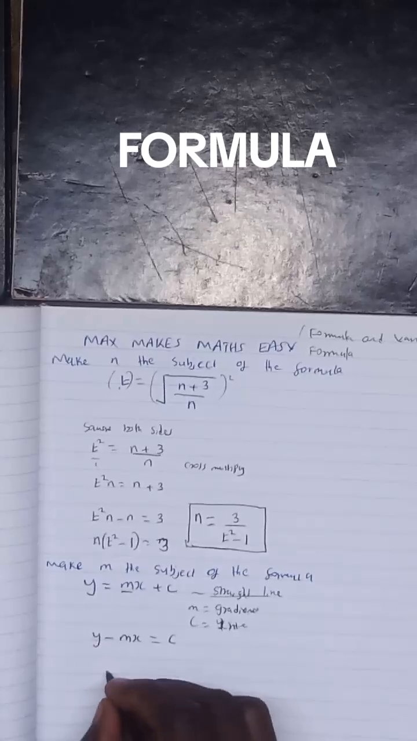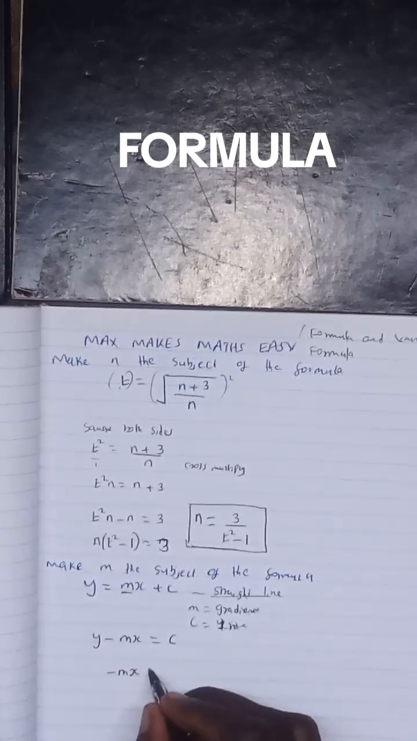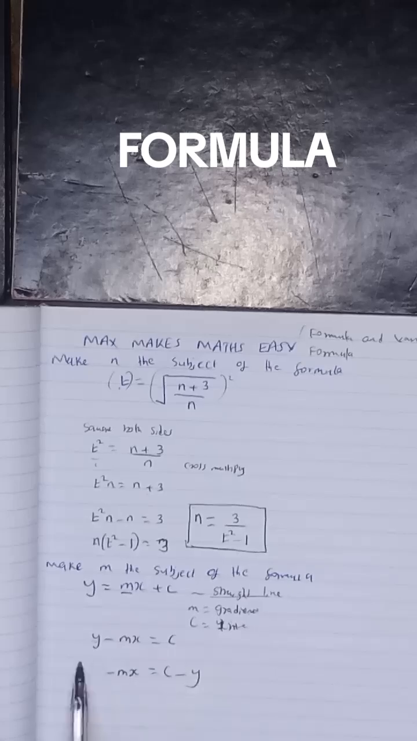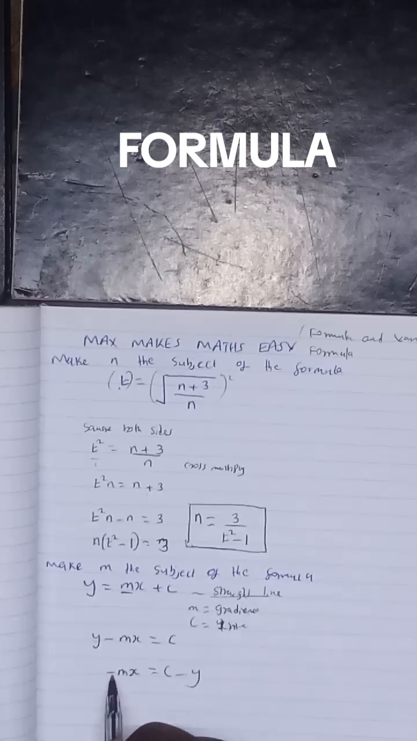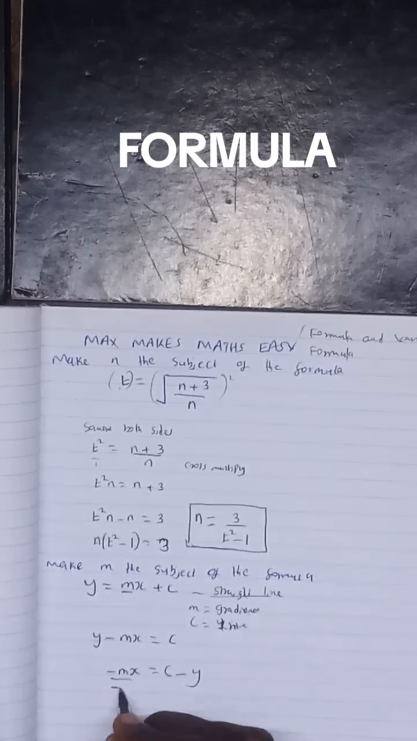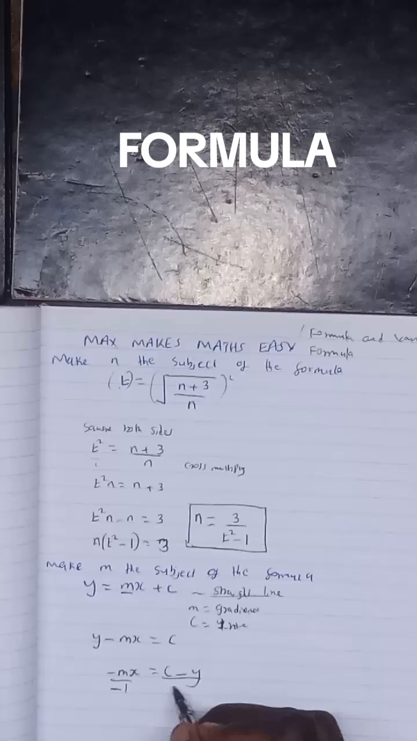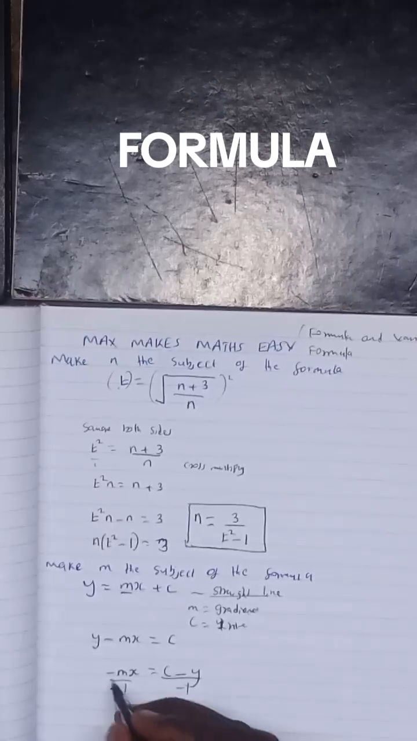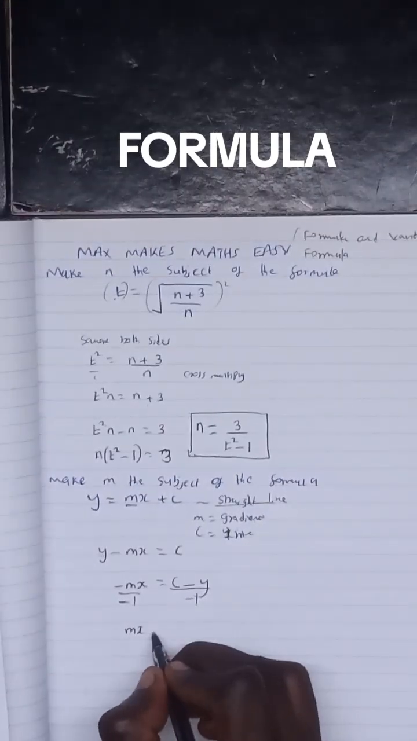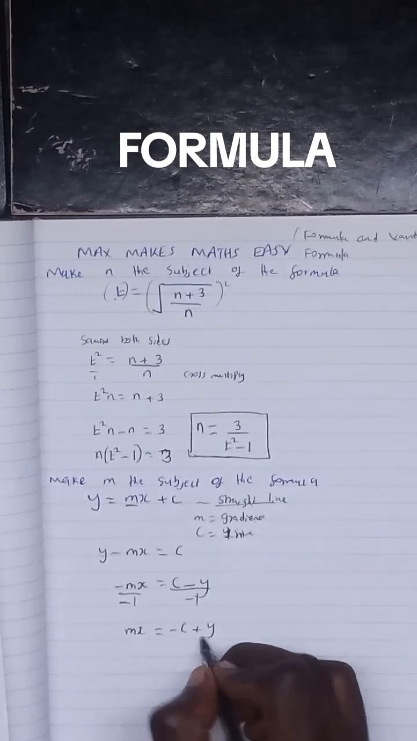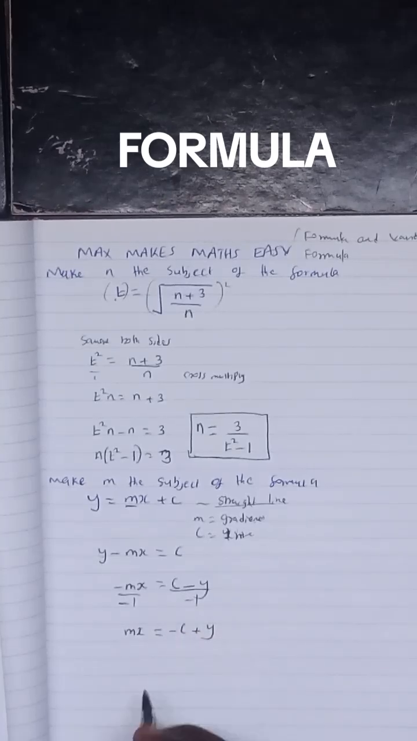Then we remain with negative mx is equals to c minus y. We have brought this y on the right side to remain with negative mx. Since we have a negative here, we will divide by negative 1. This is a negative 1, I hope you know that. If we divide here by negative 1, it will remain mx is equal to minus c plus y. I hope you understand where this comes from.